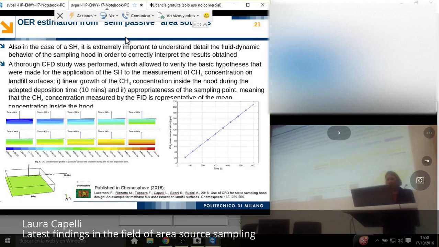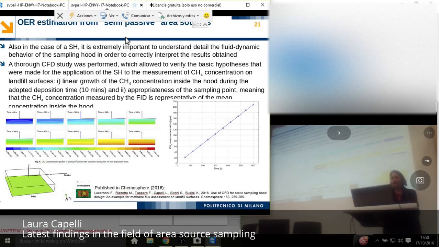And also, you have to be sure that the concentration that you are measuring with your instrument is representative of the average concentration inside the hood. And that is not banal, because you are talking about a static hood where you have only diffusion from the soil of something that comes out very slowly. So it's not banal at all to say that what you are sucking from inside the hood is representative of the average concentration inside of it.